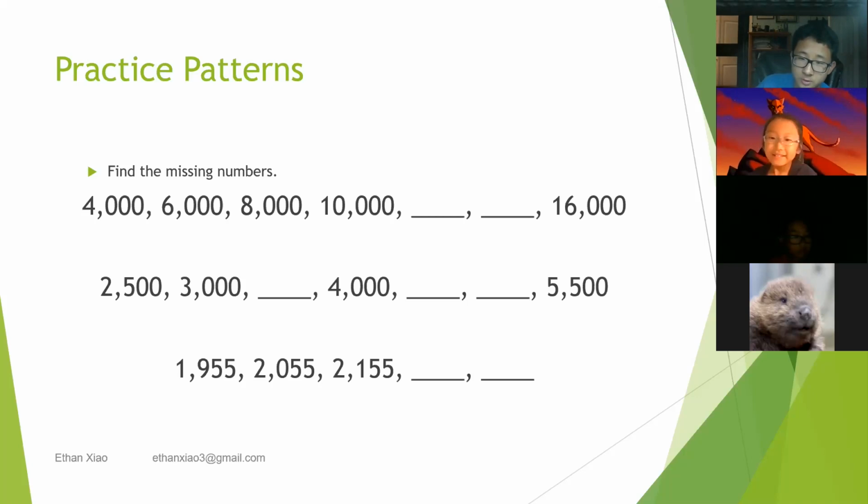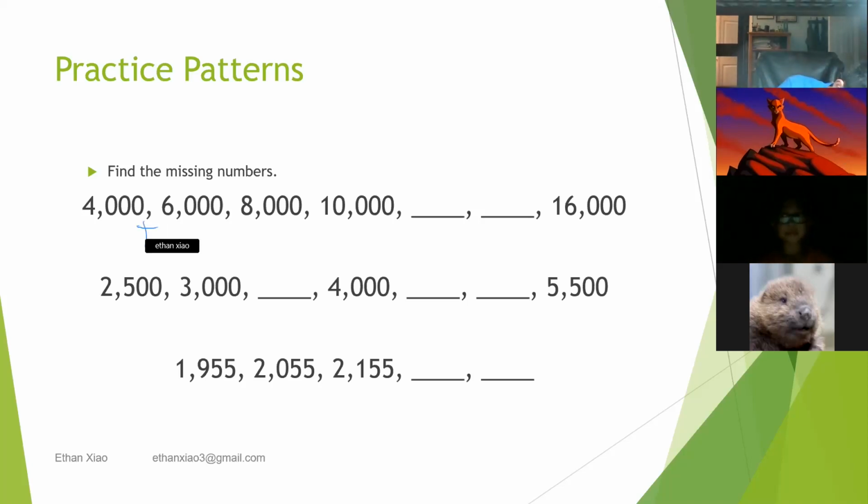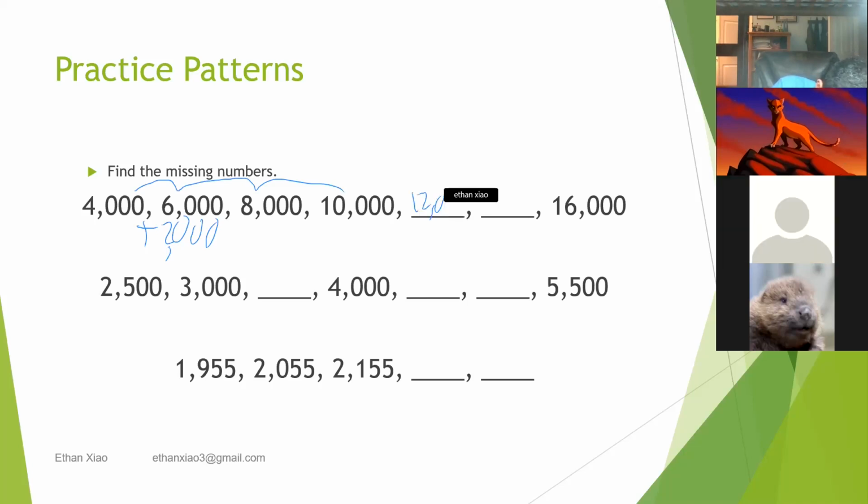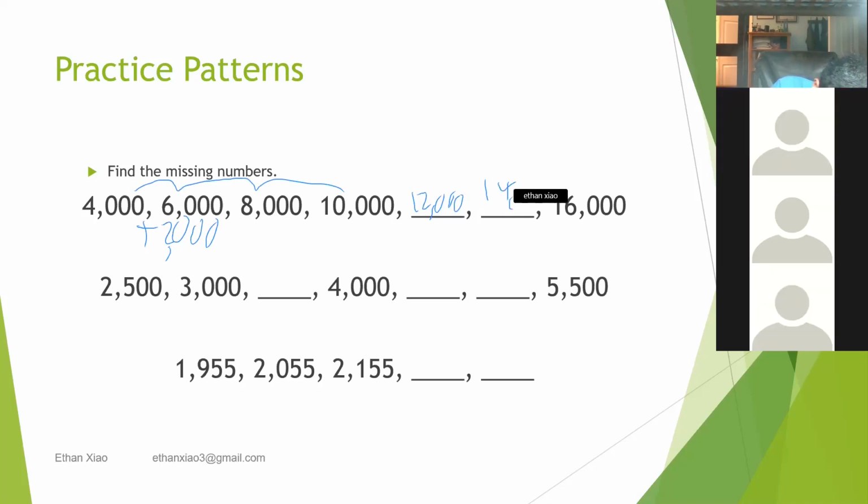Okay, so it looks like most of you are done now, so I'm just going to give you the answers to the first and second problems. So for the first one, the rule here is plus 2,000. We can see that in all of these numbers. So 10,000 plus 2,000 is 12,000, and 12,000 plus 2,000 is 14,000. So that was the answer to the first question.